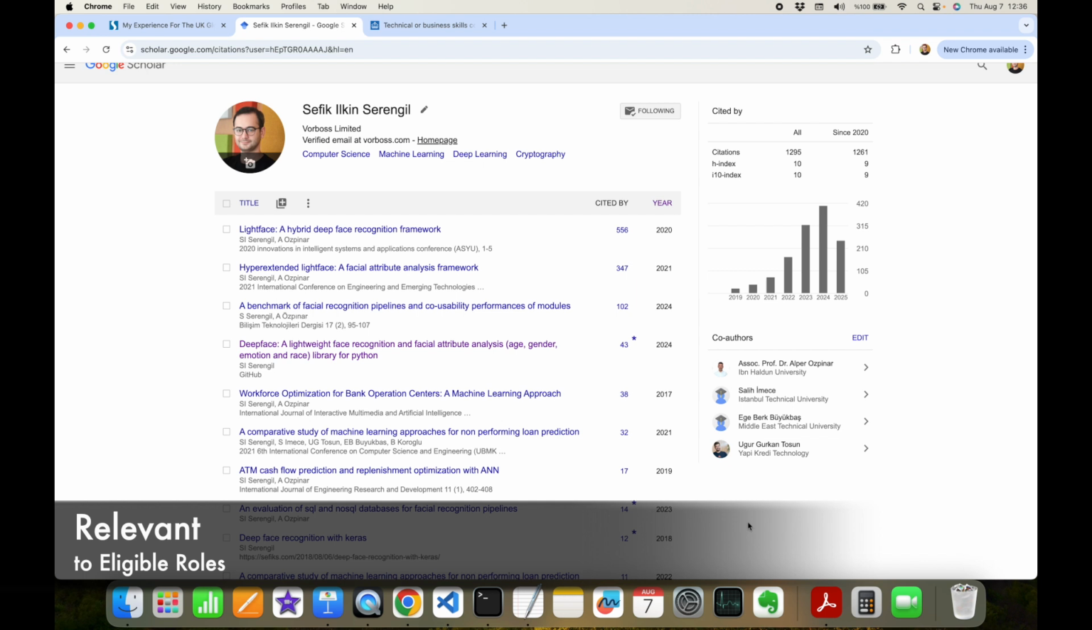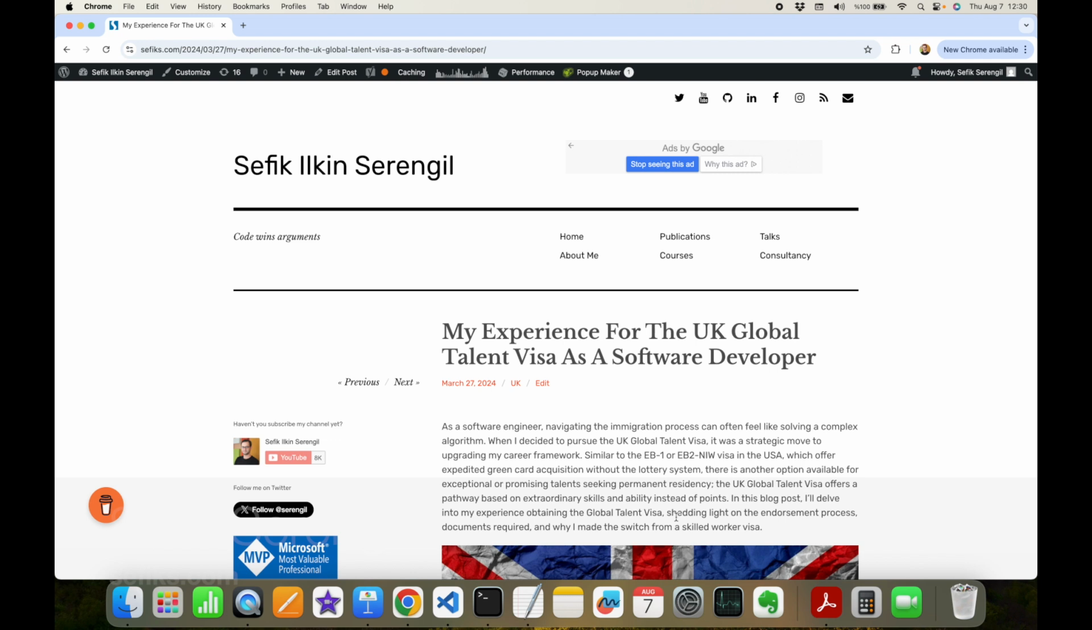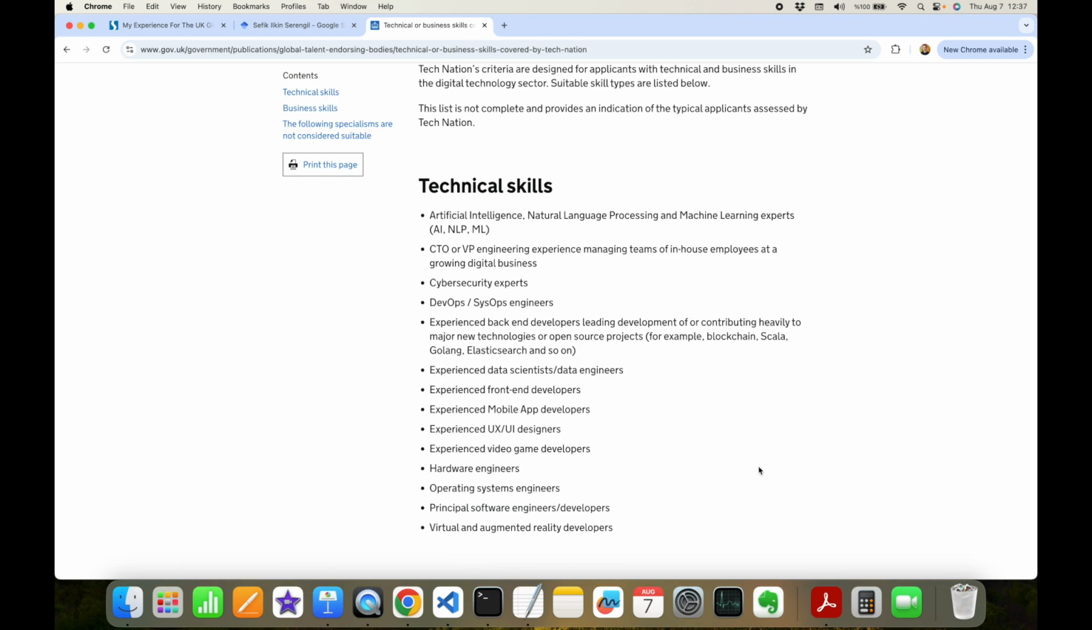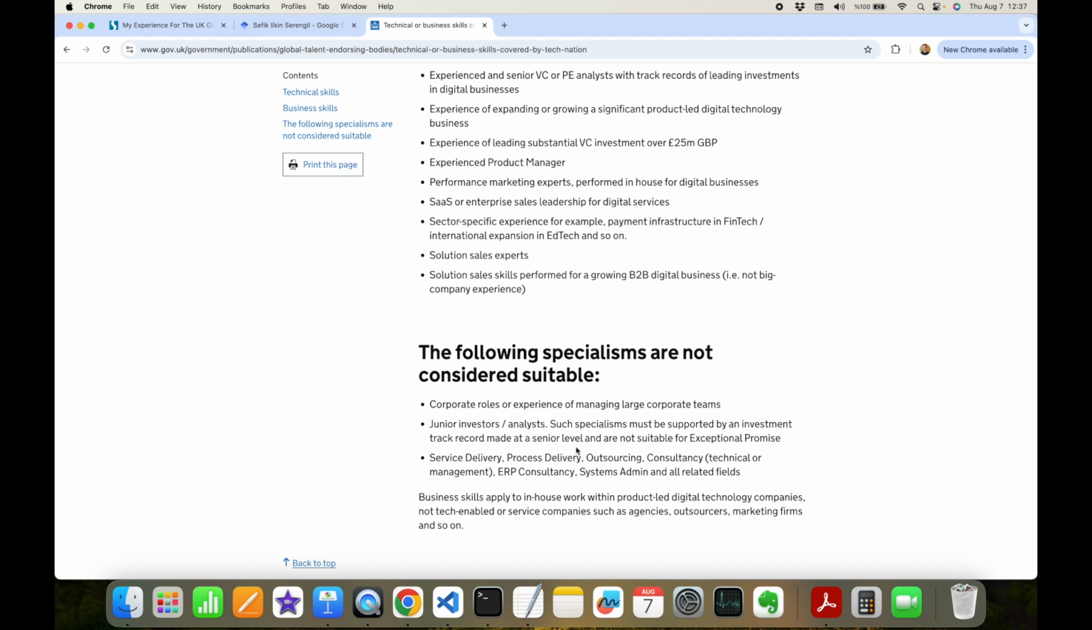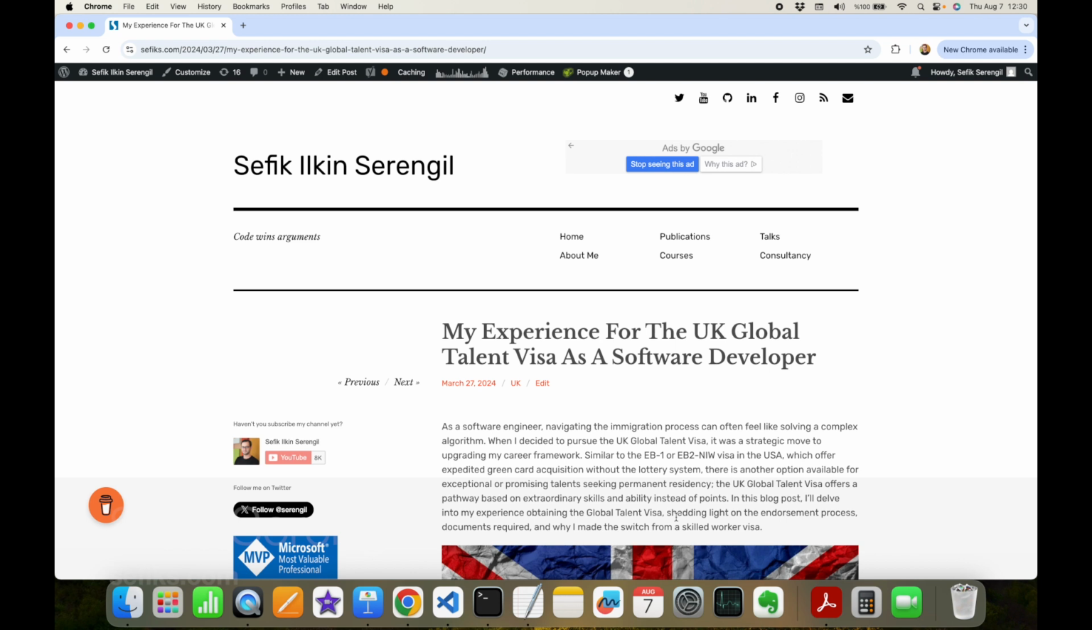First things first, relevance to eligible roles. In particular, if you are thinking to apply under digital technology, you must make sure your publications are relevant to the eligible role list. If your paper is on machine learning, artificial intelligence, cybersecurity, or data science, you are in the clear. But if it's about something like ones listed in the excluded list, such as ERP systems or older enterprise tech that's not listed here, it may not help your case. Always double check the Tech Nation or up-to-date endorsing body's eligibility list. On the other hand, if you go for academic research instead of digital technology, they are all fine.